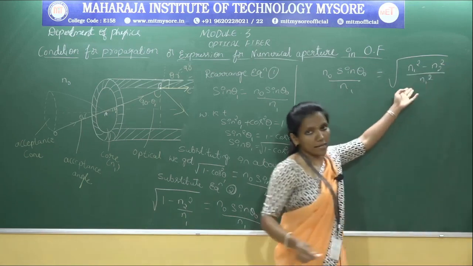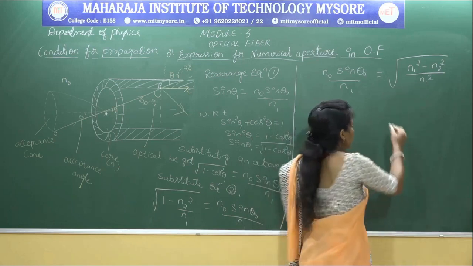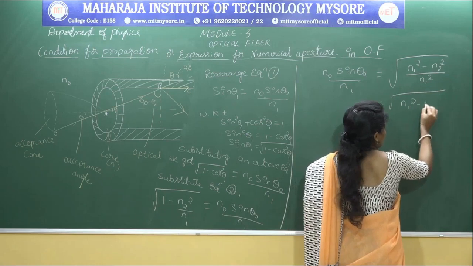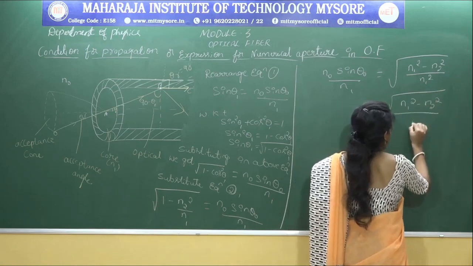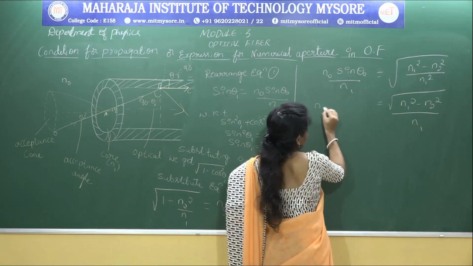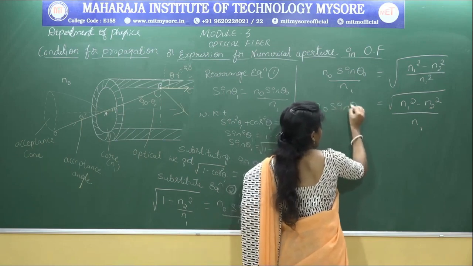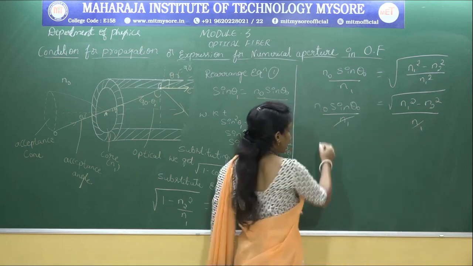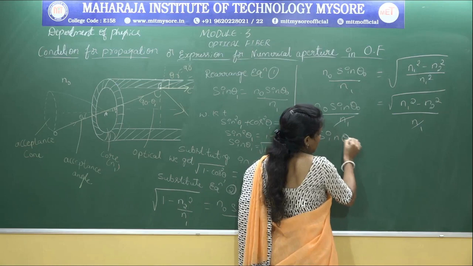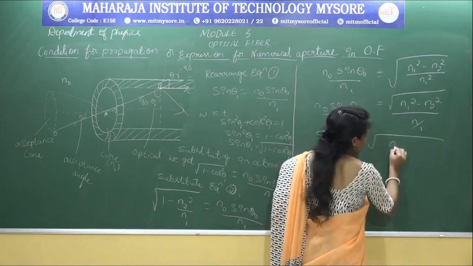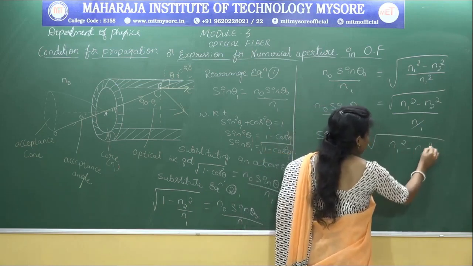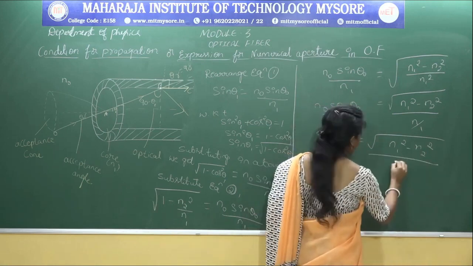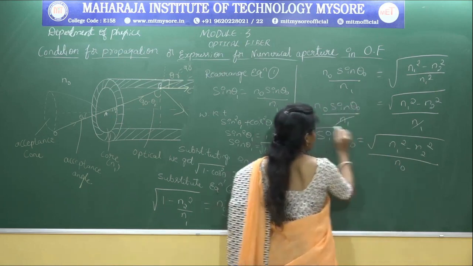If we take this n1 outside, then the square root and square get cancelled. So we get root of n1 square minus n2 square divided by n1, and here n naught sin theta naught divided by n1. This n1 gets cancelled, then we get sin theta naught is equal to root of n1 square minus n2 square divided by n naught.